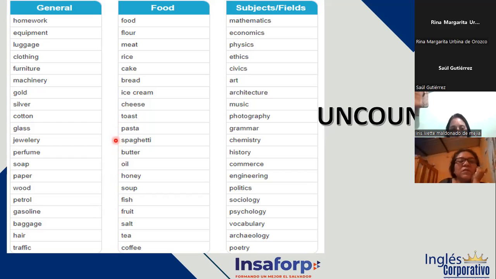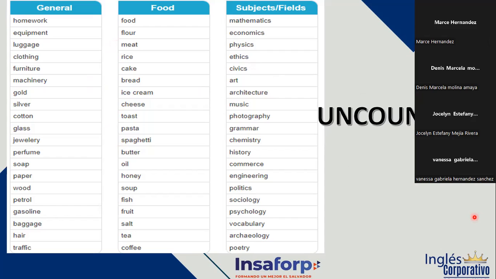Iris, how do we pronounce this? Spaghetti. Remember, hacemos solo el sonidito de la S. Esa letra E, no. Spaghetti, no. Solo es spaghetti, okay? Rina, how do we say this? Meat. Meat, thank you very much. Let me see, Vanessa, how do we say this? Toast. Marce, how do we say this? No, butter. Oh, butter. It's okay. Denise, how do we say this one? Bread. Okay, now let's go to part number three.